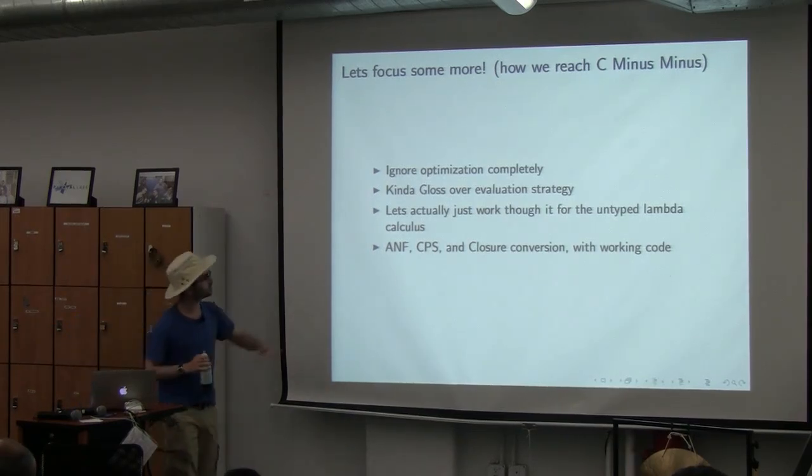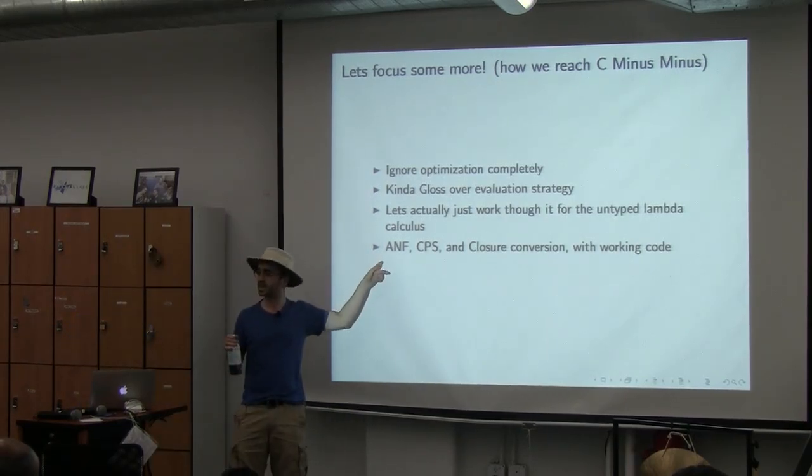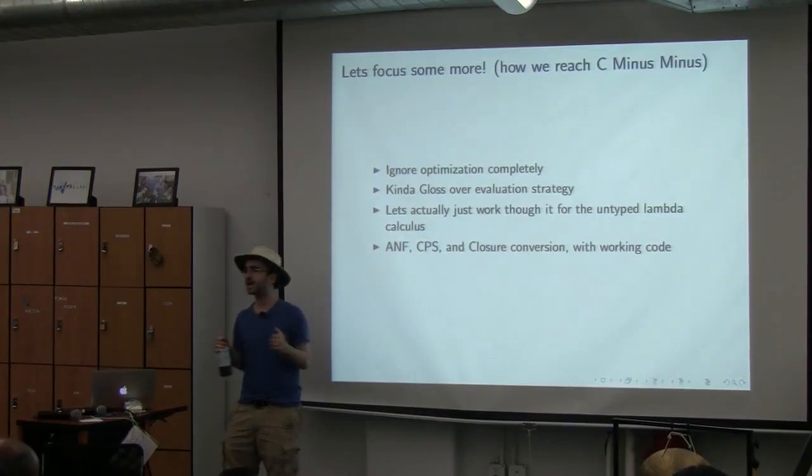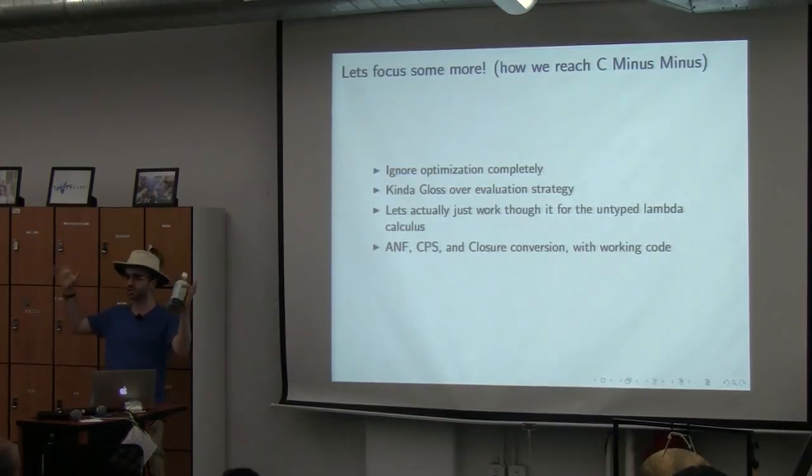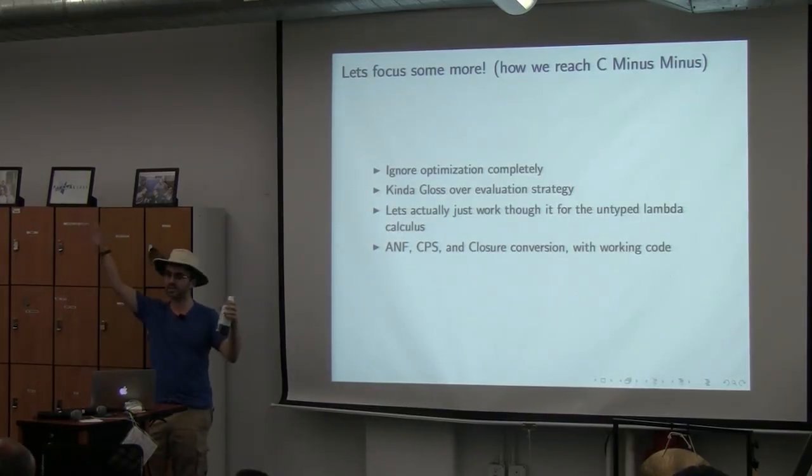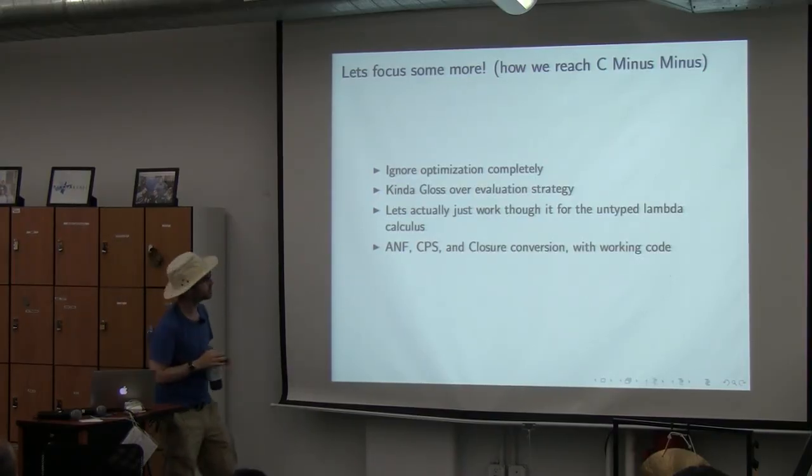And so you may have seen, in the previous slides, a mention of ANF. ANF is administrative normal form, also known as monadic normal form. It is basically just explicitly naming every intermediate value and having nice linear nesting to these declarations.